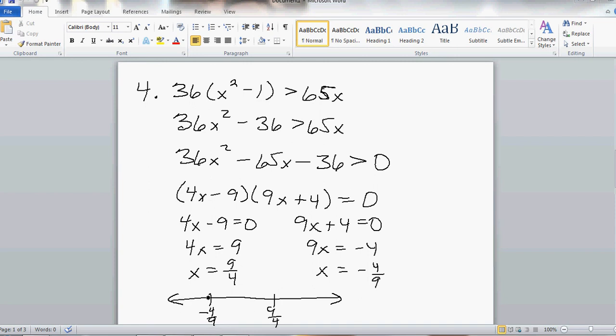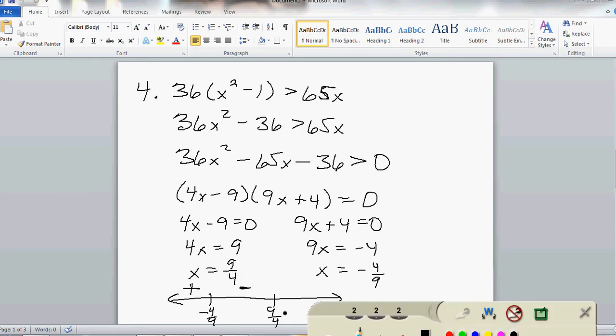it'll be negative 4/9 here and 9/4 here. So picking a value down here, negative 1, and we put it into this one right here, the one that compares to 0. That's the one we need to plug it into. So negative 1 would be 36 plus 65 minus 36. Well, that's all positive. So we put a positive there. A good value to choose here, luckily, is 0. 0 minus 0 minus 36, well, that's negative. And then if I were gambling, I'd say this is positive, but let's check.